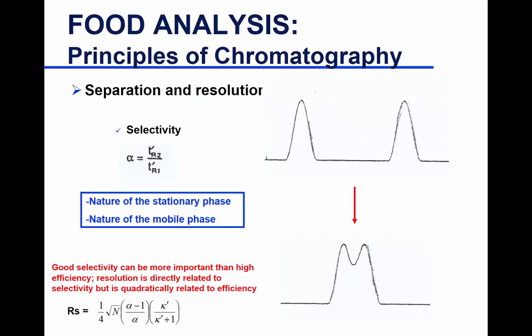The selectivity of your stationary phase is based on the type of stationary phase you have. Sometimes you choose a particular functional group that is more selective than another. But many times you have control over selectivity by adjusting the pH, for example, or adjusting the salt concentration, as in ion exchange chromatography. You are changing the selectivity of your stationary phase.